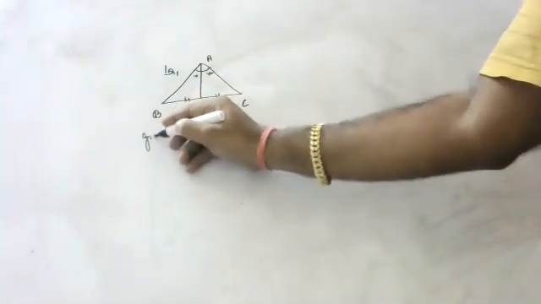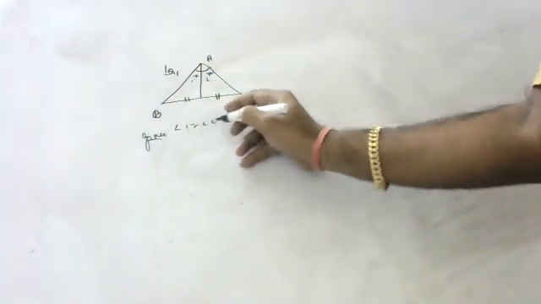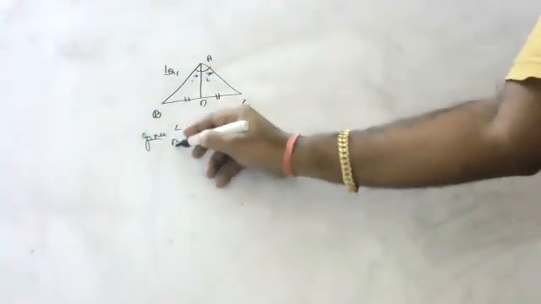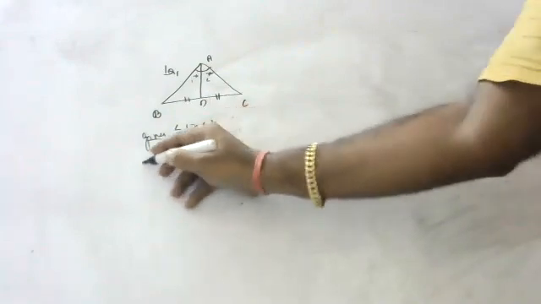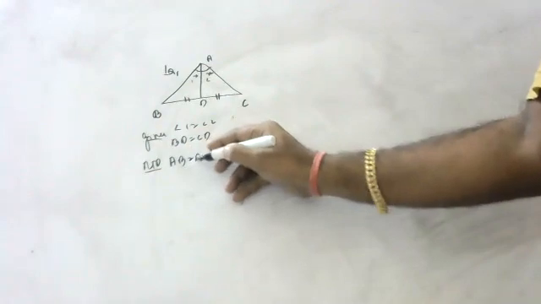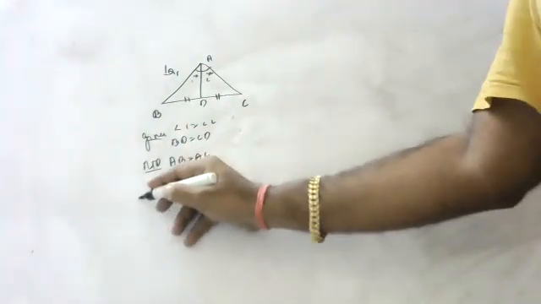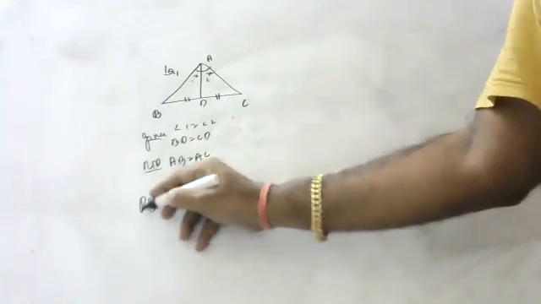Children, given what means? Please see here, angle 1 is equal to angle 2, and BD is equal to CD. We have to prove. What is it we have to prove? We have to prove that AB is equal to AC. AB is equal to AC means it is an isosceles triangle. Okay? So, proof, children.